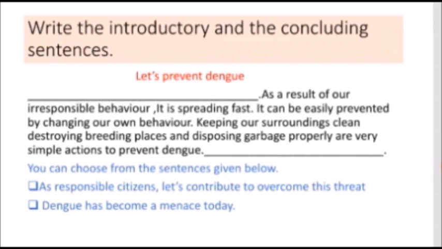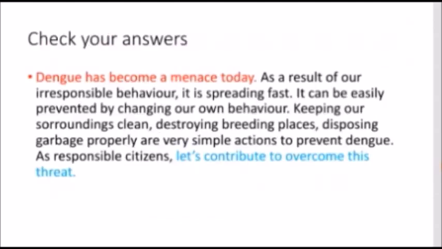Number 1. As responsible citizens, let's contribute to overcome this threat. Number 2. Dengue has become a menace today. You need to select what the introductory sentence is, what the concluding sentence is. It is the right time to check your answer. Have a look at the given paragraph and the highlighted sentences should be your answer.